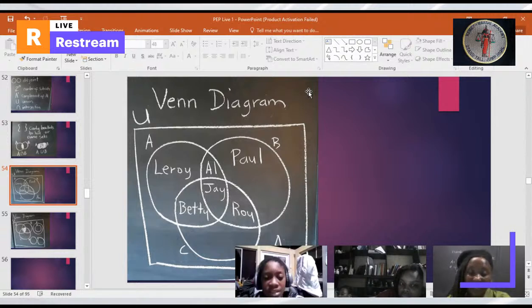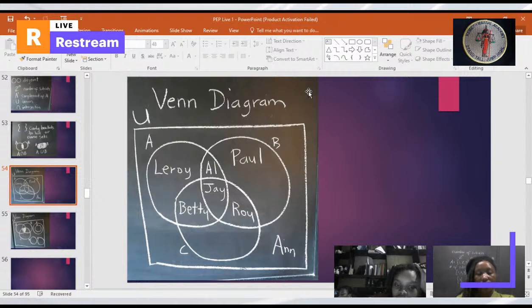So what about Anne? She's not in any set. She's in A union B union C, all in brackets with a complement, with a little stroke on top. That would be Anne. She's not in any of the three sets. However, she is in the universal set.